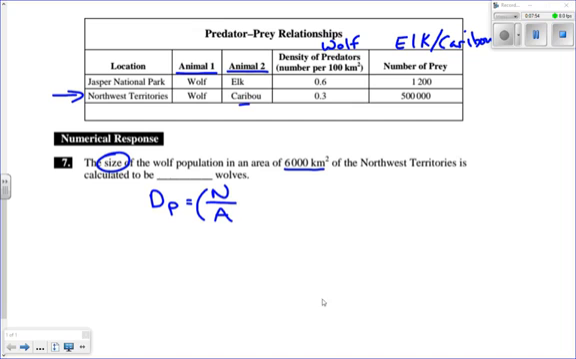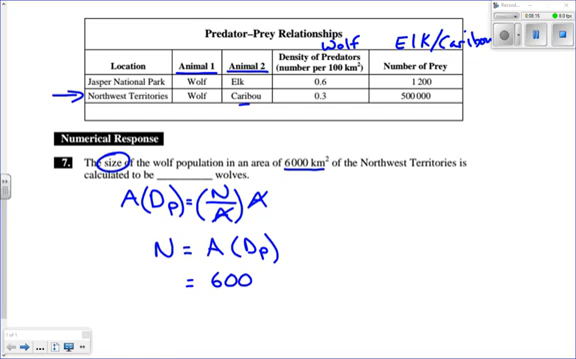So I'm going to multiply both sides of the equation by a. Remember, when you do to one side of the equation, you have to do to the other. So we're going to cancel a over a, and we are left with n is equal to the area times the density of the population. So we need to know the area, which was given in the original question, as 6,000 kilometers squared. And the density of the population, we want the density of the wolves, which is the density right here of 0.3 per 100 kilometers squared.